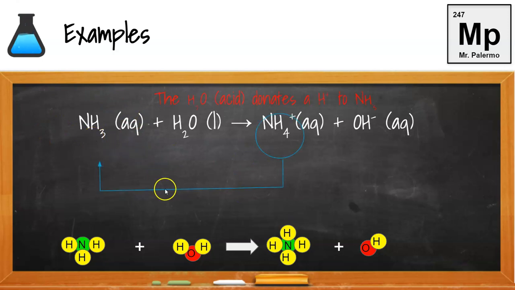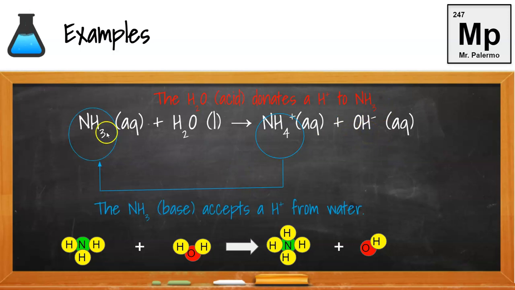NH3 will form NH4+, so it's getting an H+ from somewhere. In this case, it's getting it from the water. You'll see that water ends up losing the H+ to form a hydroxide ion. So the NH3 accepts the H+ from water. Since it's accepting the H+, by definition, that is a base. And the water is donating the H+, and by donating, that's defined as the acid.